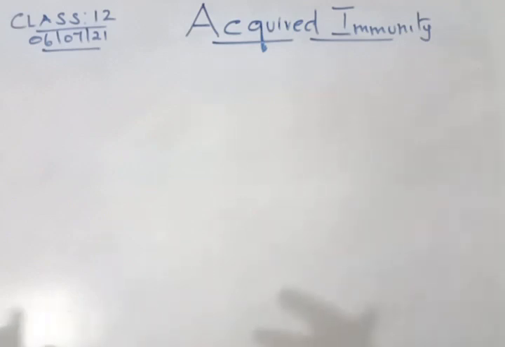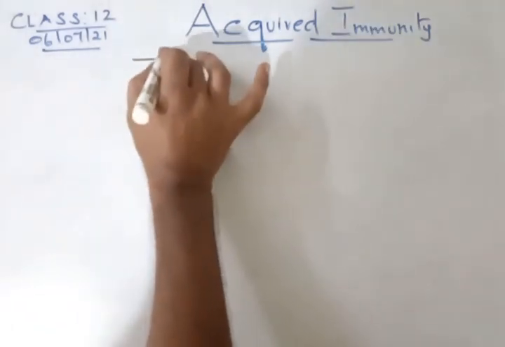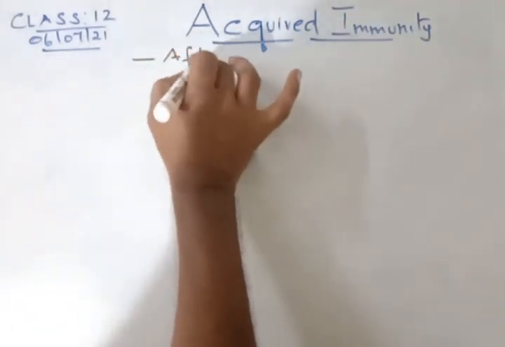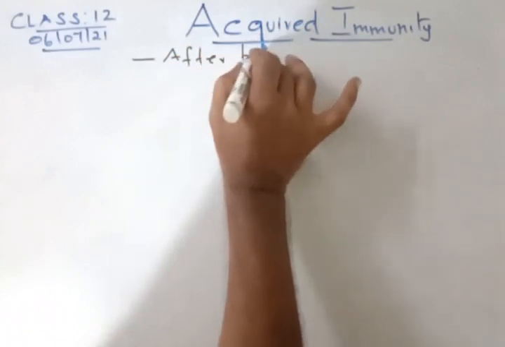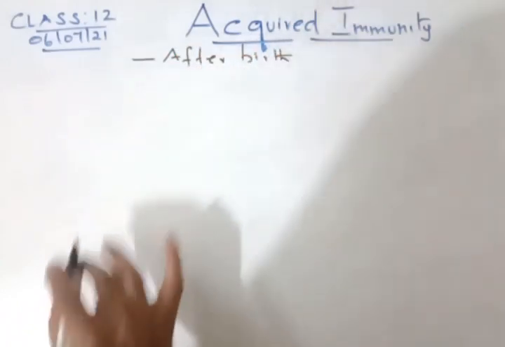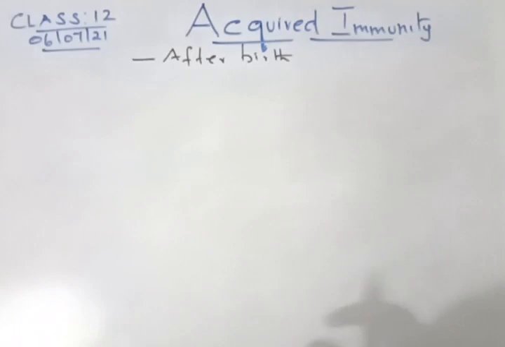Now, we'll come back once again to what this acquired immunity is. The acquired immunity a person will get after birth. So it is after birth. If a person is affected with any kind of disease in his lifetime, he acquires certain immunity and that immunity is called acquired immunity.